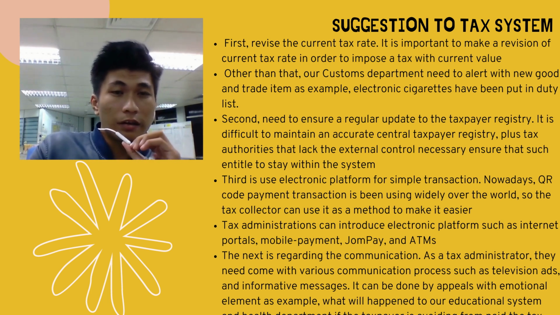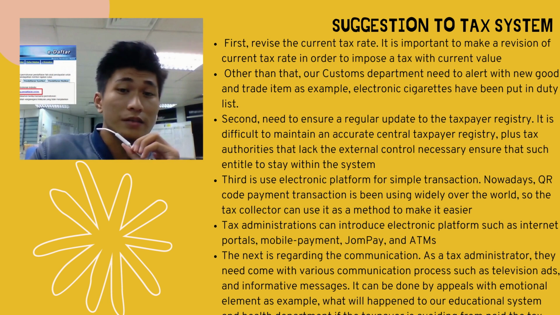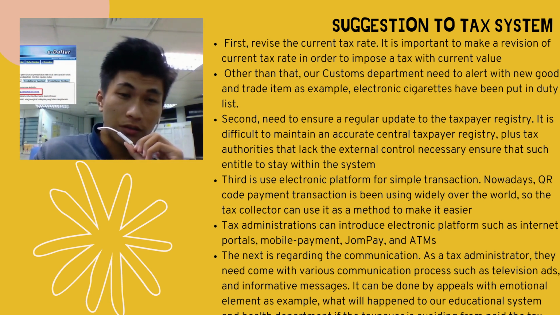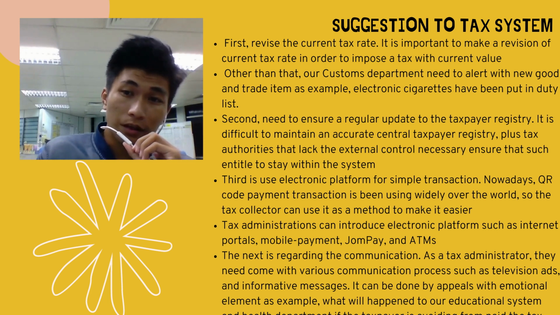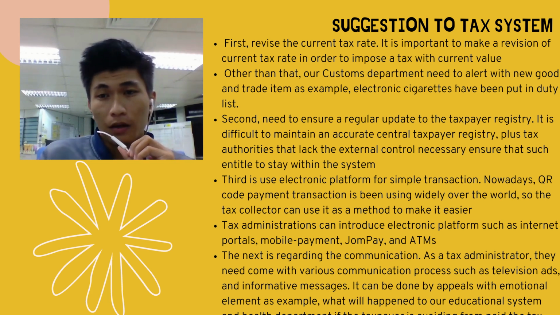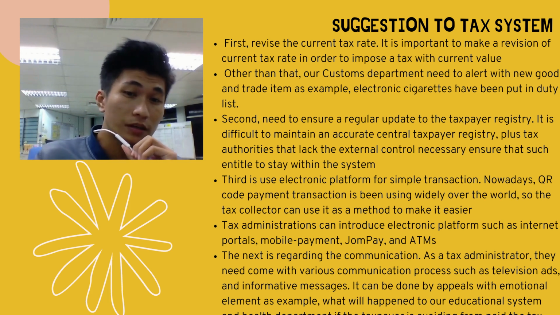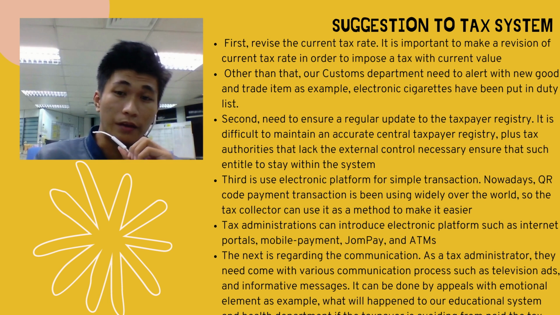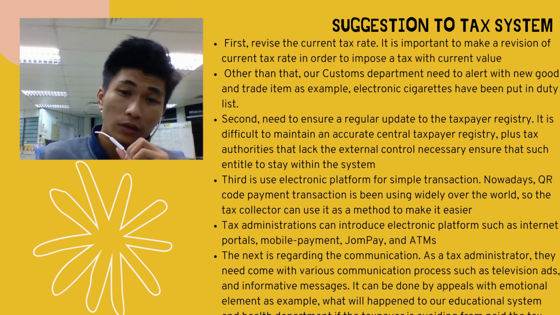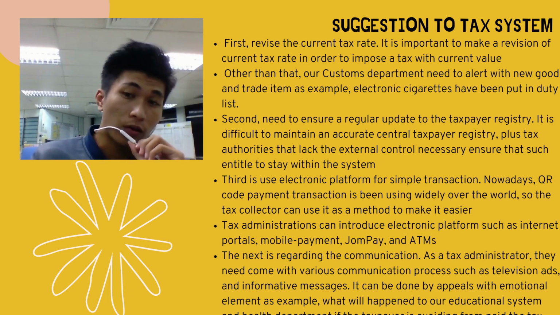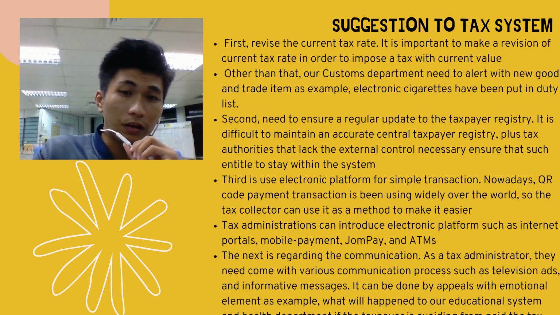Second, we need to ensure a regular update of the taxpayer registry. It is difficult to maintain an accurate central taxpayer registry, plus tax authorities lack the internal control necessary to ensure that those registered are entitled to stay within the system. So the registration should be met with a more rigorous feedback system introduced to ensure that taxpayers regularly update their information. Other than that, quick and simple controls can be put in place to raise the alarm if taxpayers fail to comply with their obligations.